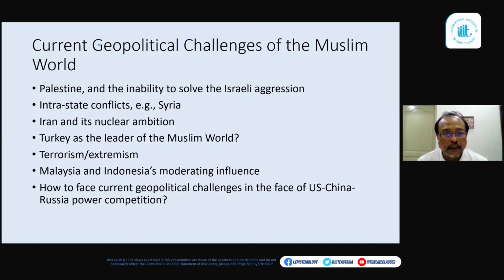Now, some of our current geopolitical changes include Palestine. This is something that has gone on for a long time. It had, of course, its origin in the fall of the Ottoman Caliphate, and the mandate system that was established under the League of Nations. We see Israeli aggression, but we also see that the solution to this problem could not be reached until today. We see also some intrastate conflicts, especially the conflict in Syria, where eventually there was a change of regime.